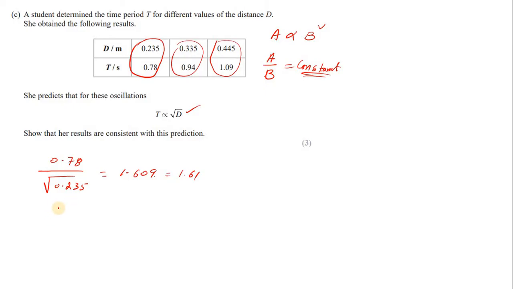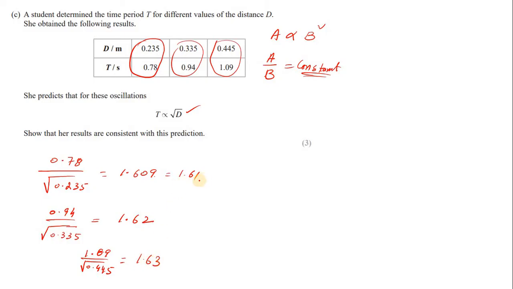You need to show these calculations because there's nothing else we can do. So 0.94 divided by square root of 0.335, and the answer will be 1.62. Similarly, you can do 1.09 divided by square root of 0.445, and then the answer will be 1.63.